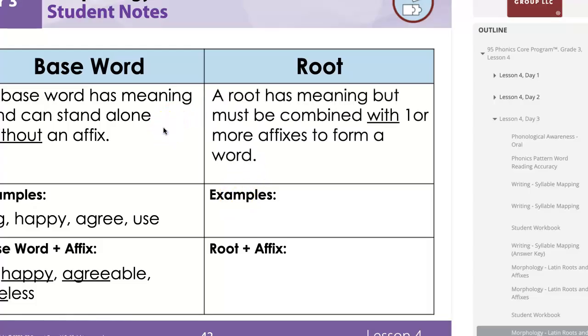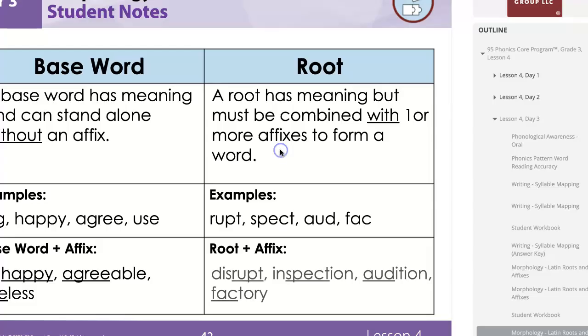Now, we know our root words, they have meaning, but they can't stand alone. So some of those root word examples are rupt, spect, odd, fac. And we have to add affixes to them or suffixes to make them an actual word. So we took our word rupt and we made it into disrupt. We took the word spect and turned it into inspection. We took the word odd and turned it into audition. And we took the word fac and turned it into factory. Okay?